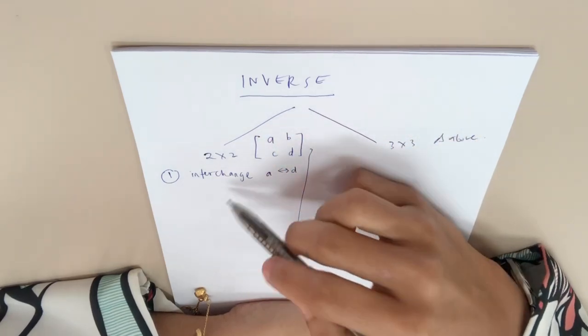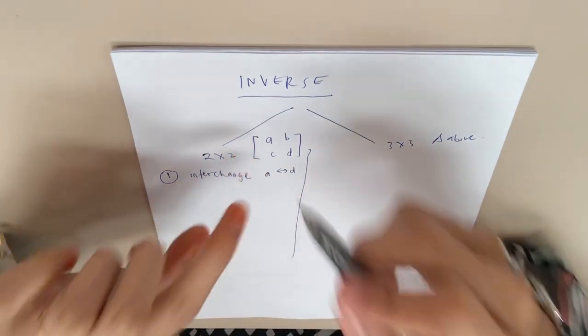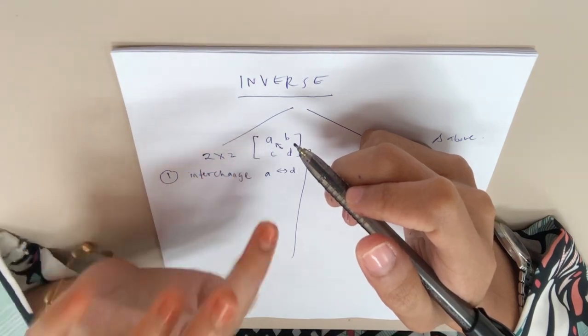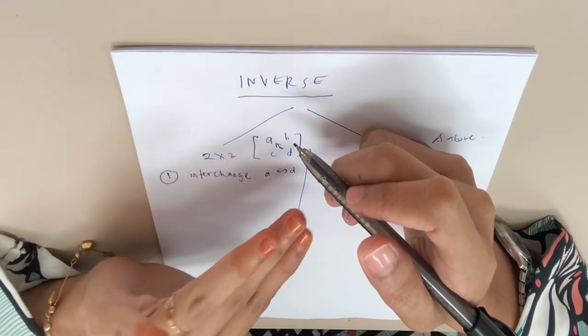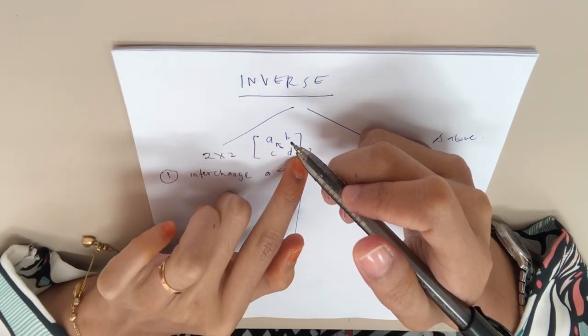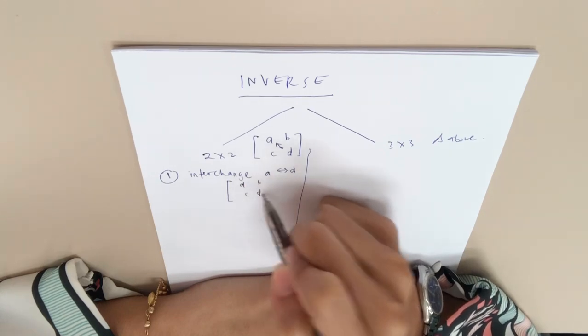Interchange A and D means that you swap between these two. If here is A and here is D, after you swap, here is D and here is A. So you will get a matrix like this: D, B, C, A.